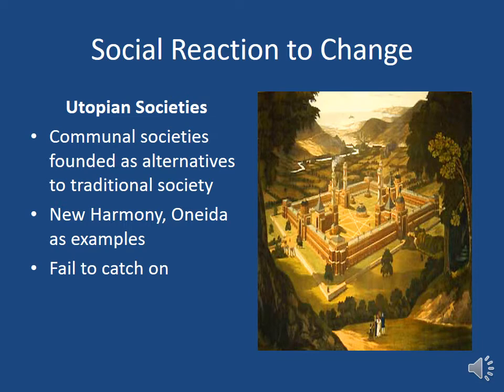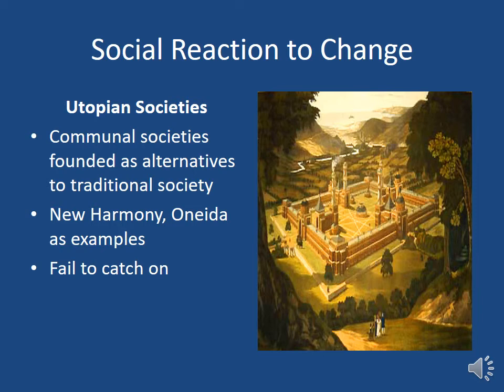And transcendentalism goes along with a utopian society. The definition of a utopian society would be a perfect society. And these communal societies were founded as alternatives to traditional society. New Harmony and Juanita were examples, and I believe these cities were located in Ohio or Illinois or Iowa, but they failed to catch on.